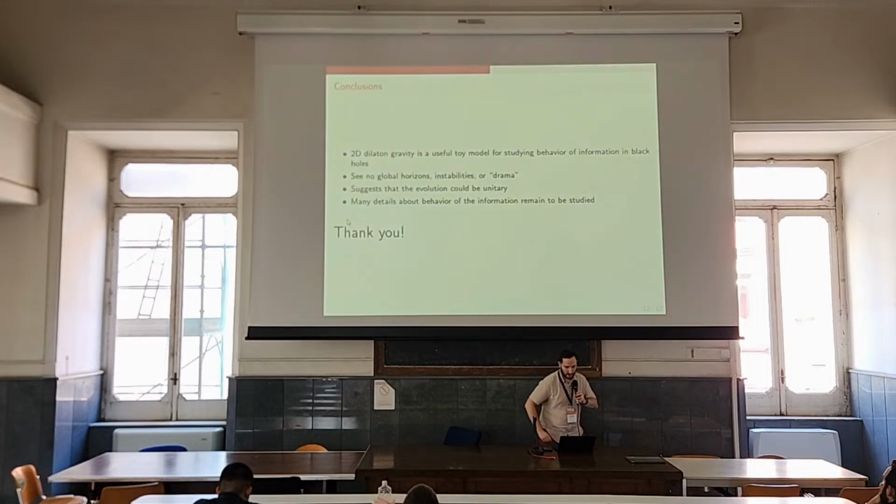So in conclusion, we've shown that we can construct an evaporating regular black hole, which leads to a well-behaved spacetime. It has no Cauchy horizons, no event horizons, is free of the usual classical instabilities, and basically has no drama, which suggests that the evolution could be unitary. There's still a lot that remains to be studied about the information in detail, but pending a full theory of quantum gravity, this framework provides a very useful playground for studying the behavior of information in black holes.